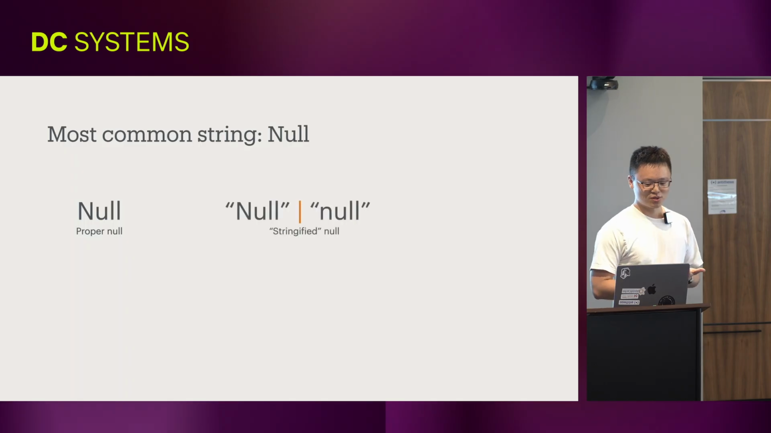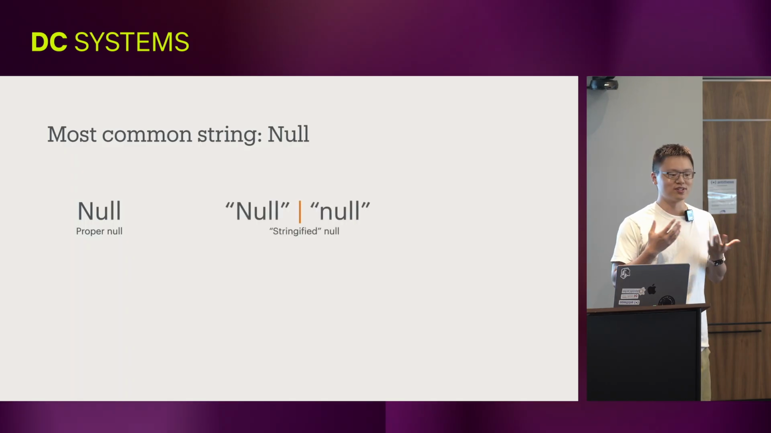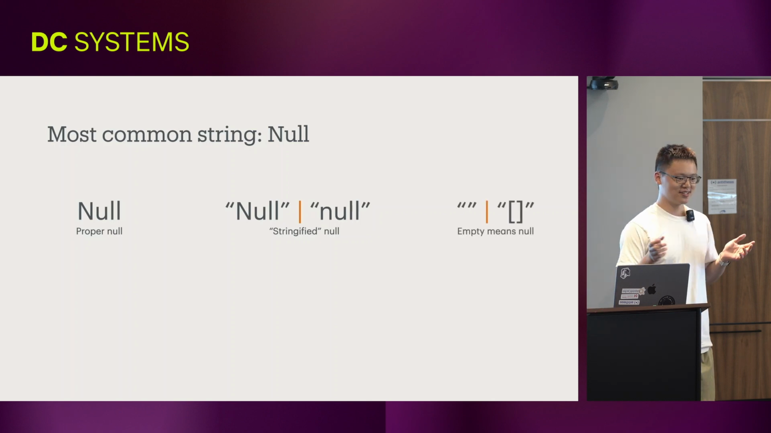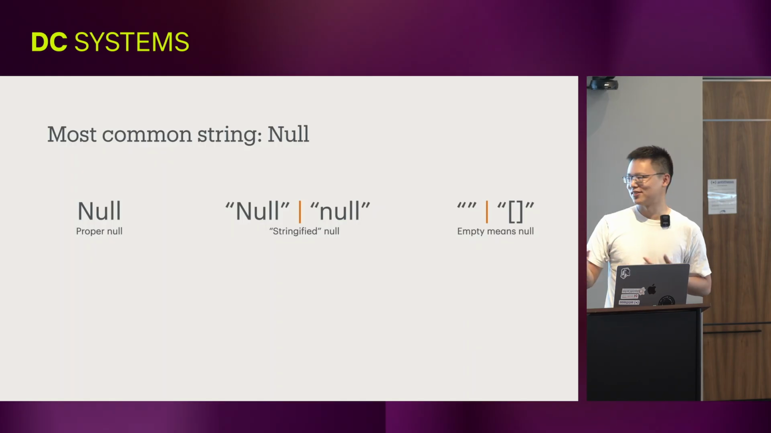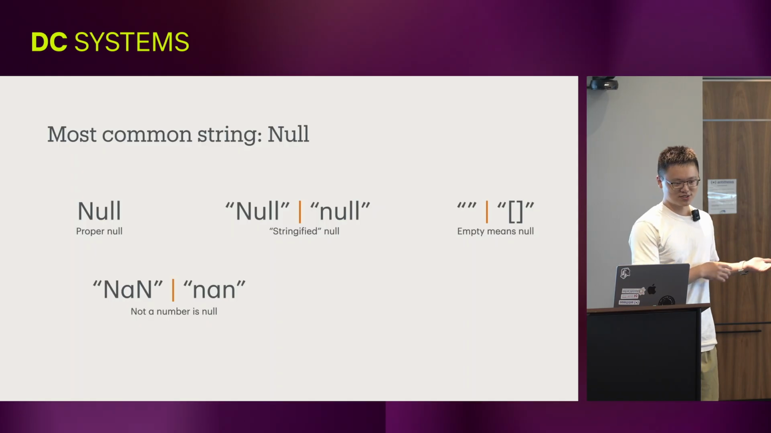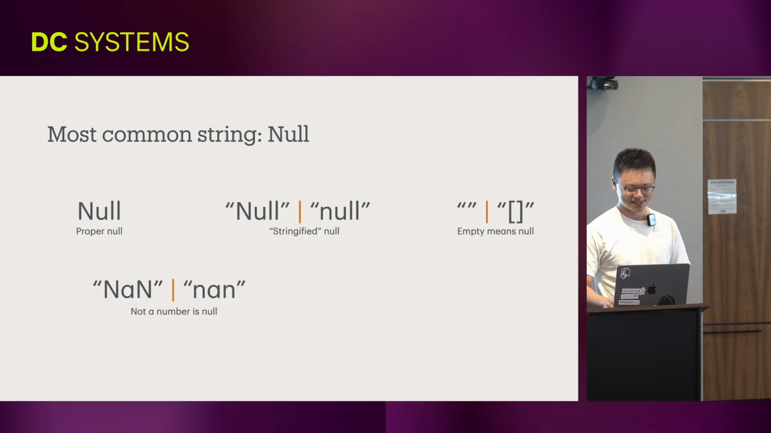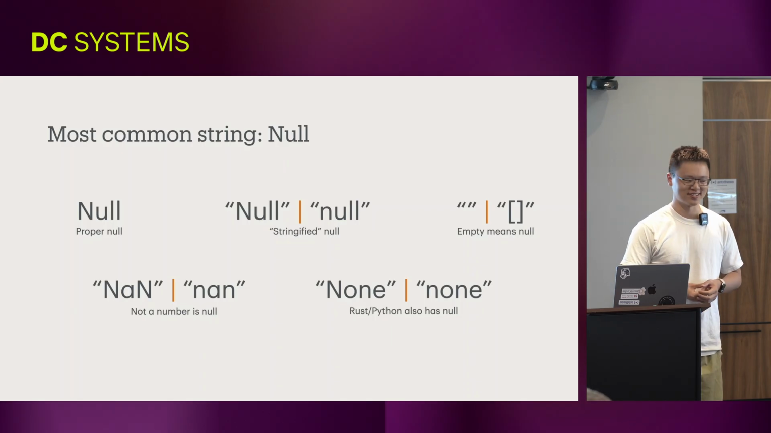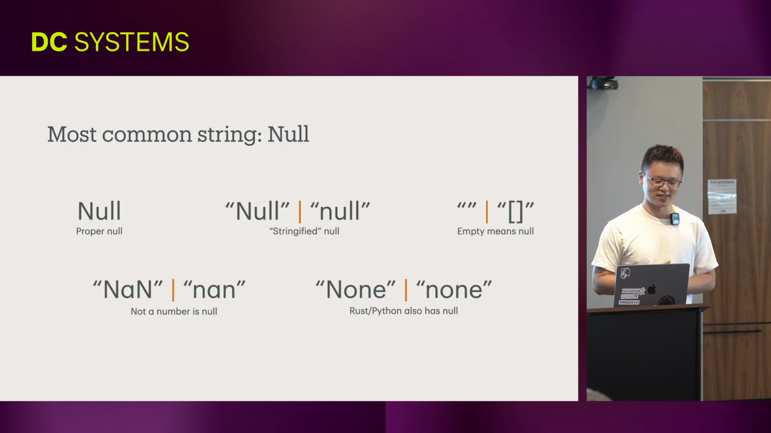But in the real world, people will try to do stringified nulls. Basically, they just use strings. Sometimes they will just use empties, and it's not just empty, they sometimes have an empty bracket. If they are from JavaScript, they will use not a number. And we also see Rust and Python also have these stringified nulls.